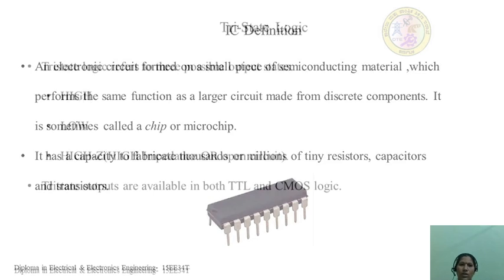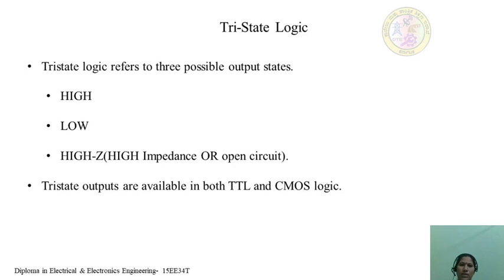Next, we will move on to the tri-state logic. The tri-state logic refers to three possible output states. The first state we can call the high state. The next is the low state. The third state we can define as the high impedance state, or open circuit state, or intermediate state. Both the TTL and CMOS logic families exhibit these three states.